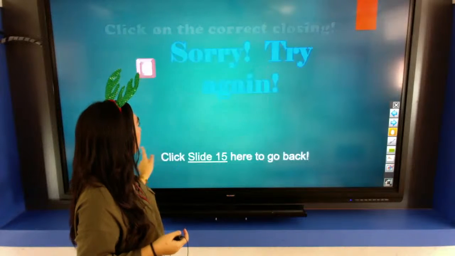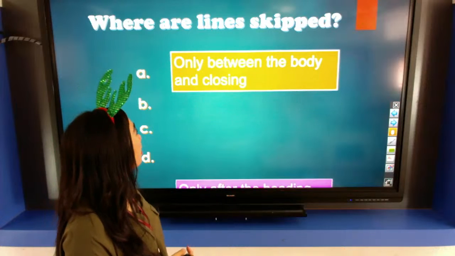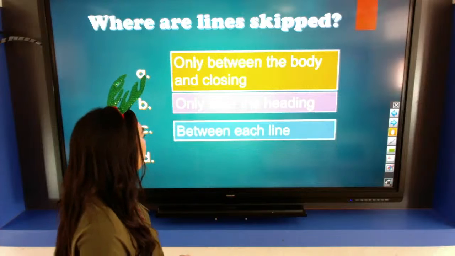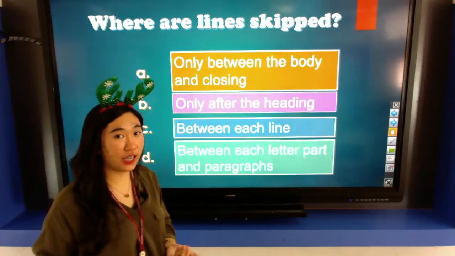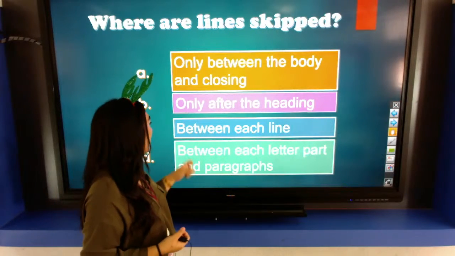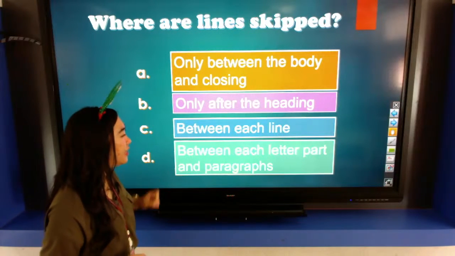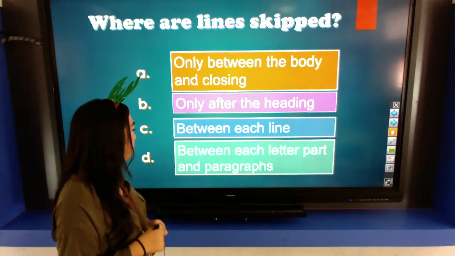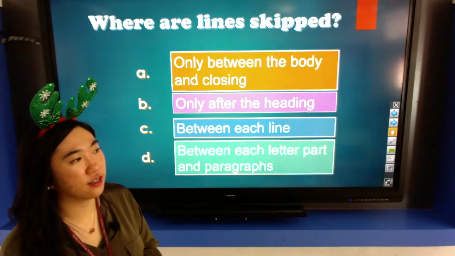Okay, now next is this one. Where are lines skipped? In writing a body, where do you skip the line? A, only between the body and the closing. Letter B, only after the heading. Letter C, between each line. Or letter D, between each letter part and paragraph. What do you think is the correct answer? Where do you skip your lines in writing a letter?